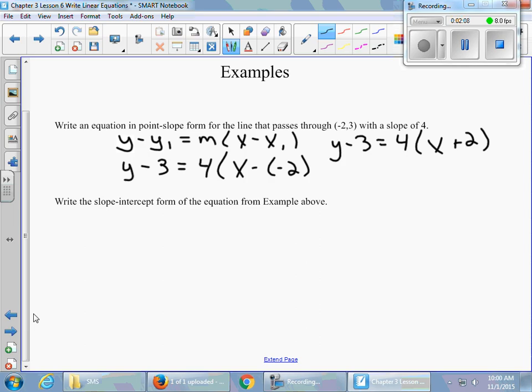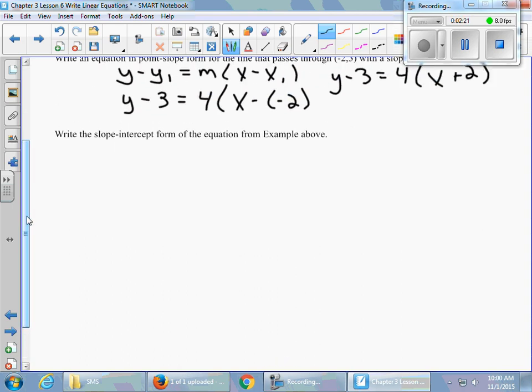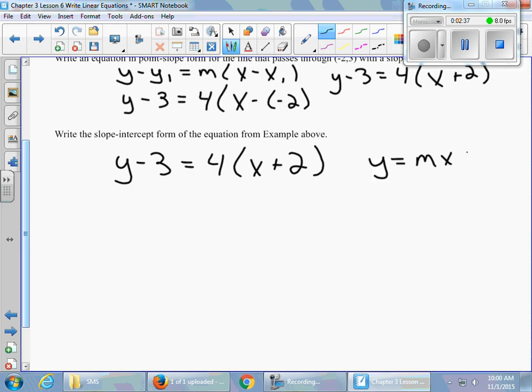Now write the slope intercept form of the equation from the example above. So now we want to put in slope intercept form. Well, first we're going to take our point slope form, which we already have, which is y minus 3 equals 4 times x plus 2. And we want to put in slope intercept form. Remember what slope intercept form? Slope intercept: y equals mx plus b. That's what we want it to look like.